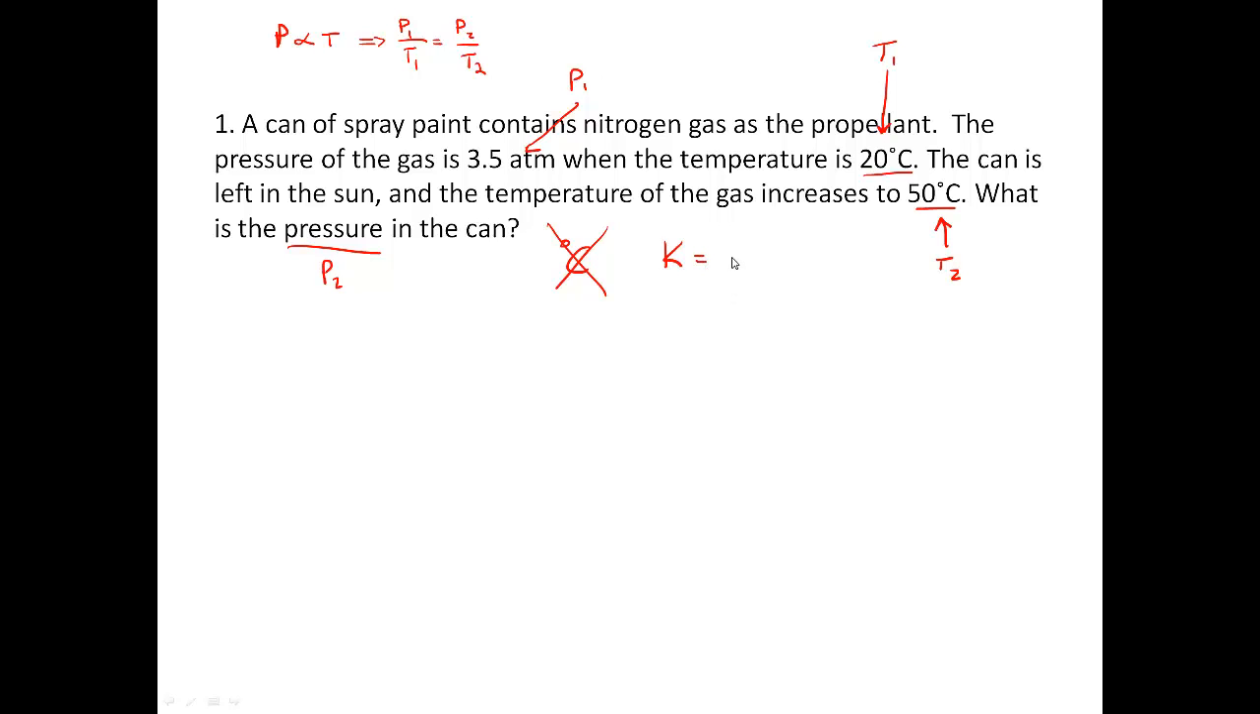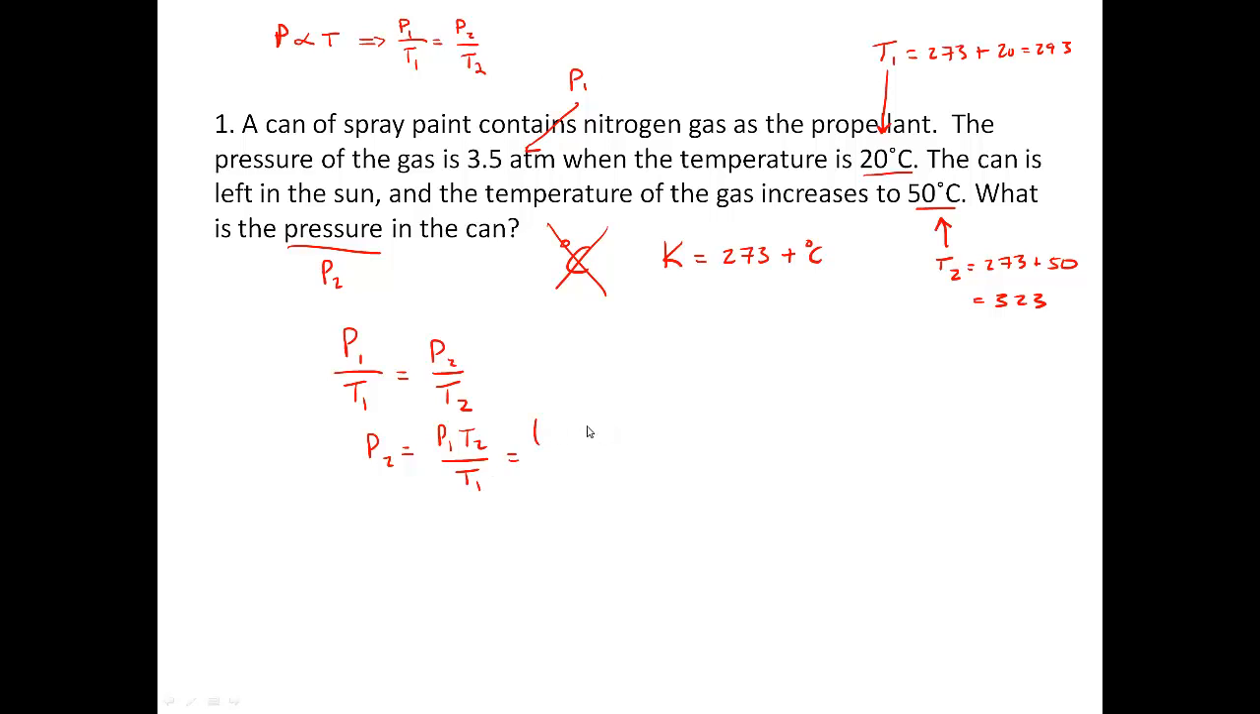Remember, to figure out what Kelvin is, it's 273 plus whatever your degrees are in Celsius. So for T1, that's going to equal 273 plus 20, that's 293. And for T2, that's going to equal 273 plus 50, or 323. Now we're ready to plug and chug. We are trying to figure out what P2 is. We'll rewrite this as P2 equals P1 times T2 over T1. And then we just plug in, right?